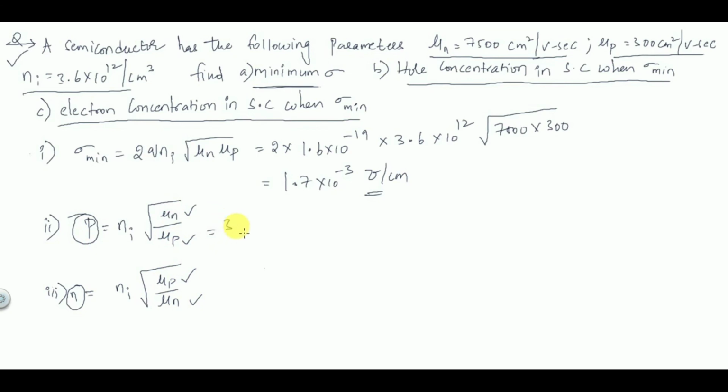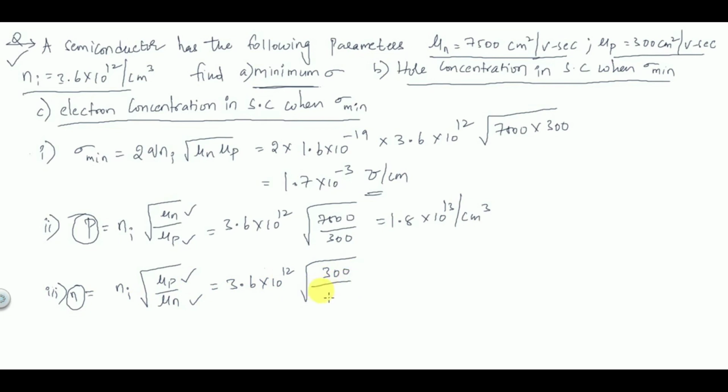What is ni? 3.6 into 10 to the power of 12, root of mu n, which is 7500, divided by mu p, which is 300. If you calculate, you will get 1.8 into 10 to the power of 13 per cubic centimeter. Similarly, 3.6 into 10 to the power of 12, just reversed, 300 by 7500, and if you calculate, you will get around 7.2 into 10 to the power of 11 per cubic centimeter.